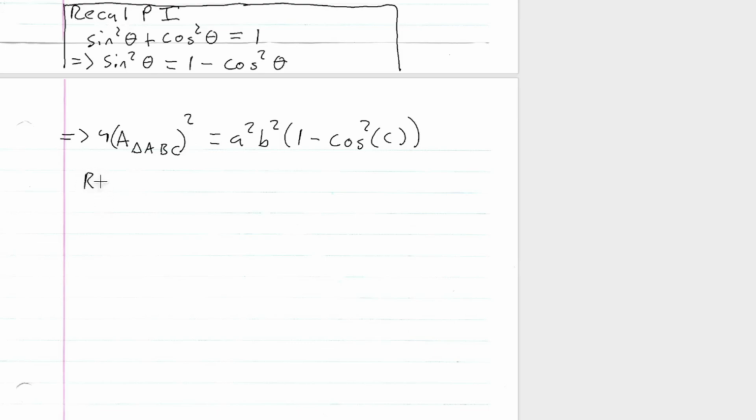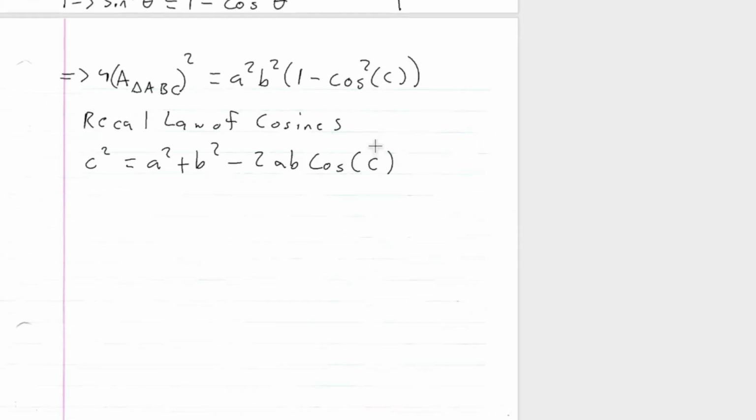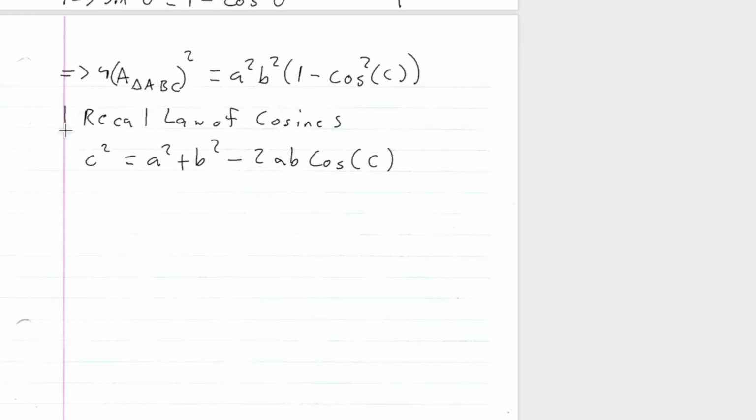So recall the law of cosines. Okay, so remember c squared is equal to a squared plus b squared minus 2ab cosine of C. So what we're going to do is solve for cosine of C and then plug it in over here. Okay, so let me draw a little box here. I don't know how far it's going to go. Let me just draw this right here.